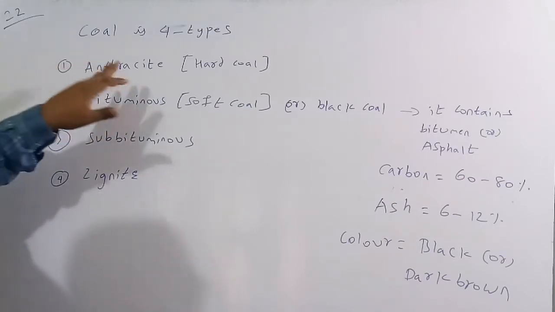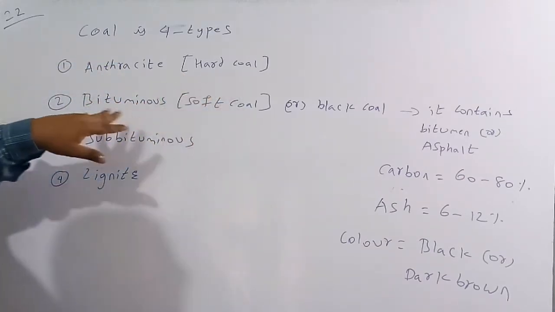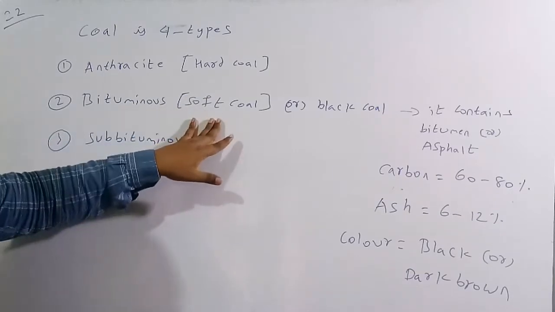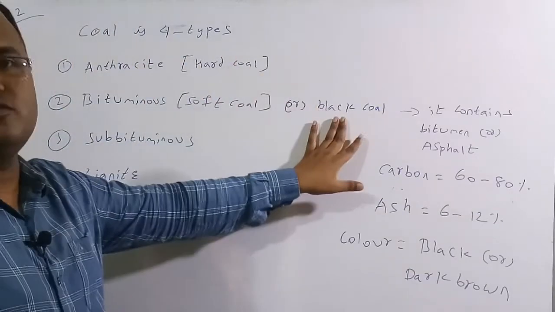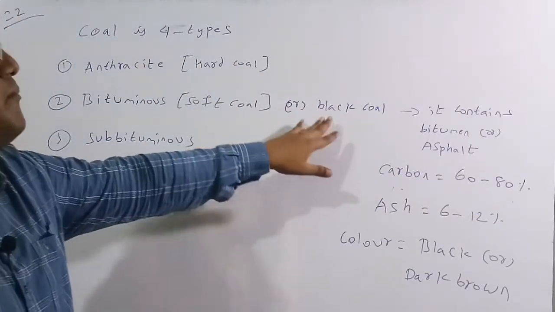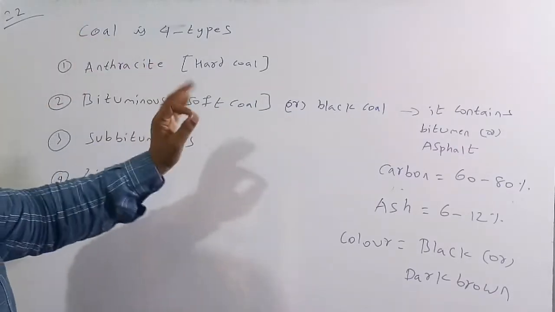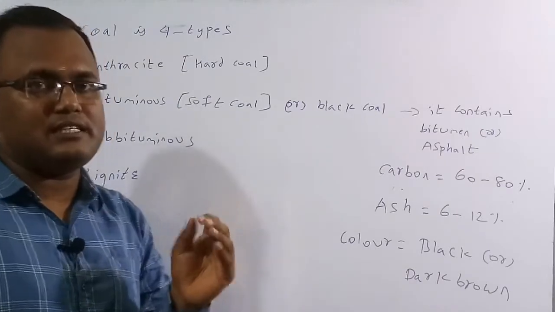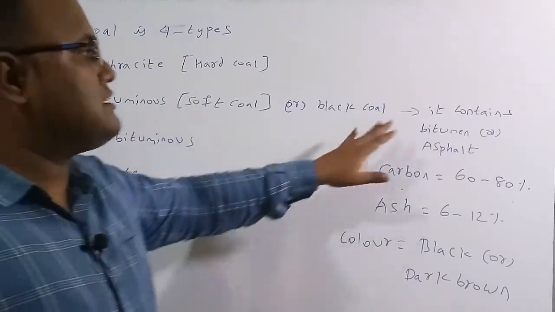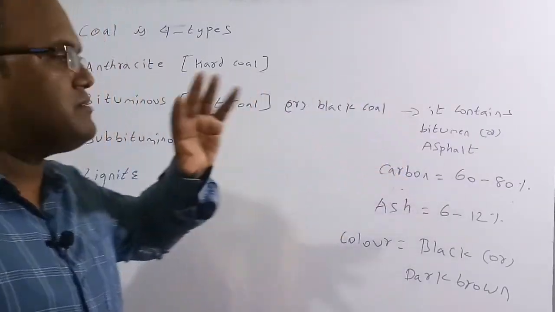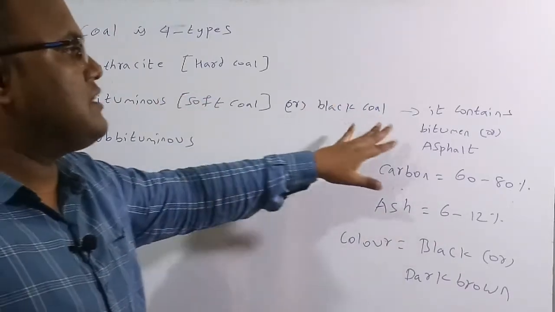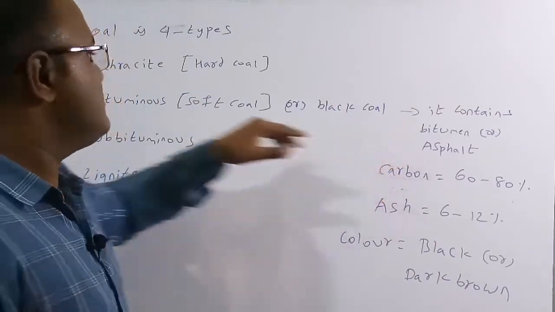Therefore, anthracite is called a hard coal, whereas bituminous is called a soft coal. It is also called black coal. There is another name for bituminous, which is black coal, and it is also called soft coal. Bituminous contains some tar-like substance called bitumen or asphalt. So it is some tar-like substance which is contained in bituminous coal.